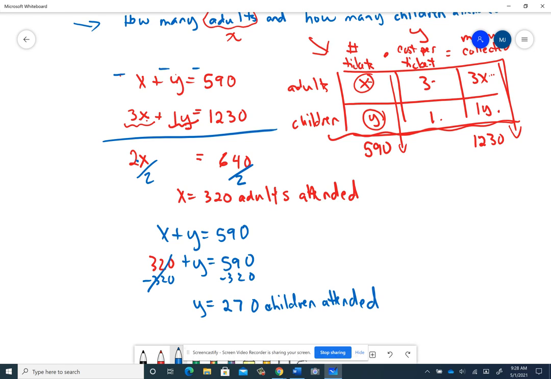All right, so that's the two word problems. Let me go ahead on here and post this, and then I'll do the inequality.